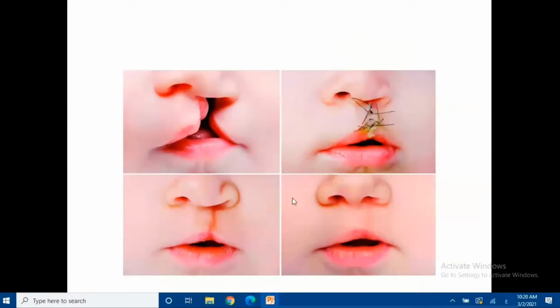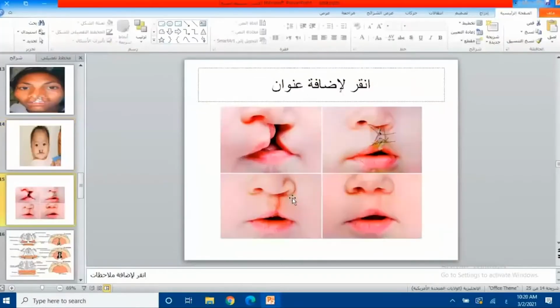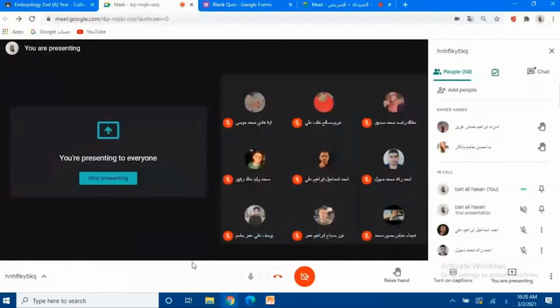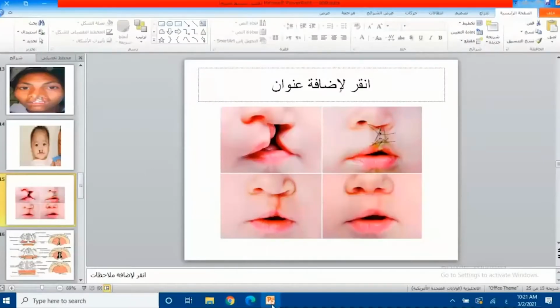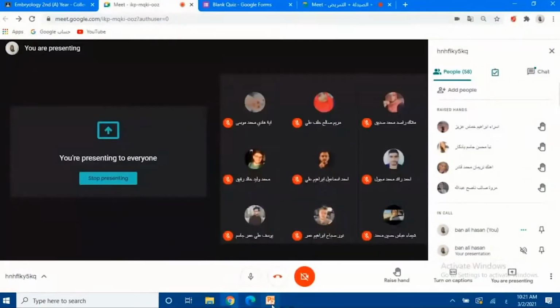Look at this case. What about this case? Who can tell me what kind of cleft is right here? Okay, let's see who raises their hand. Israa. Yes, Israa. Israa Ibrahim. Nabaa.